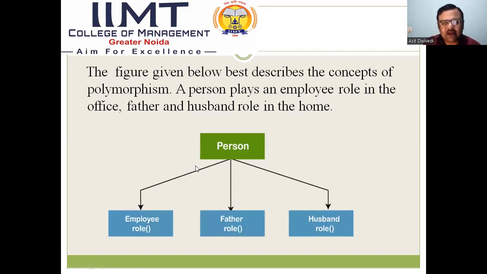And this is the diagrammatic representation of polymorphism. The figure given below best describes the concept of polymorphism. A person plays an employee role in the office, and father and husband roles at home. So a person can be an employee, a person can be a father, a person can be a husband.